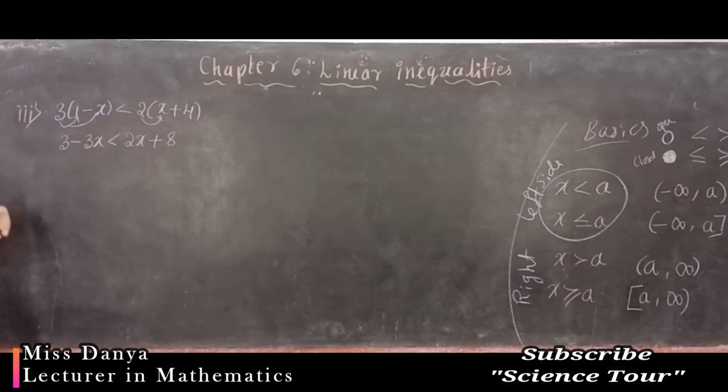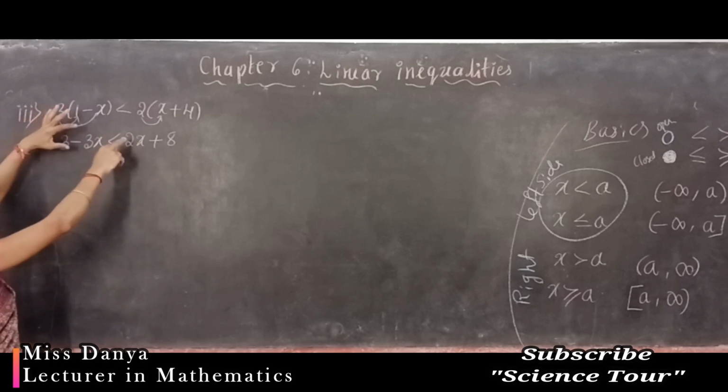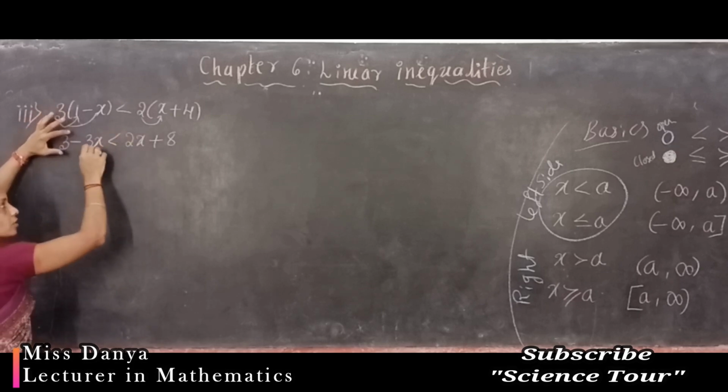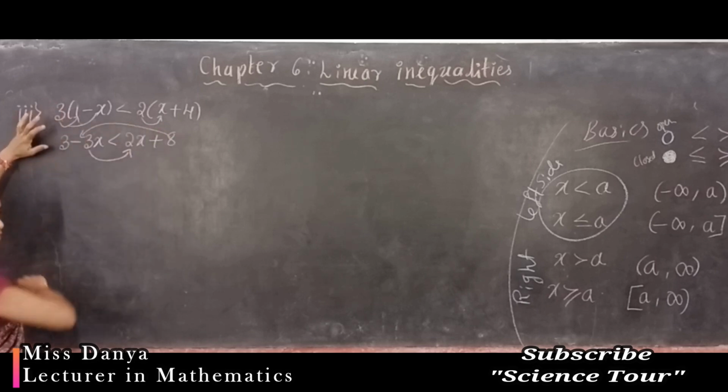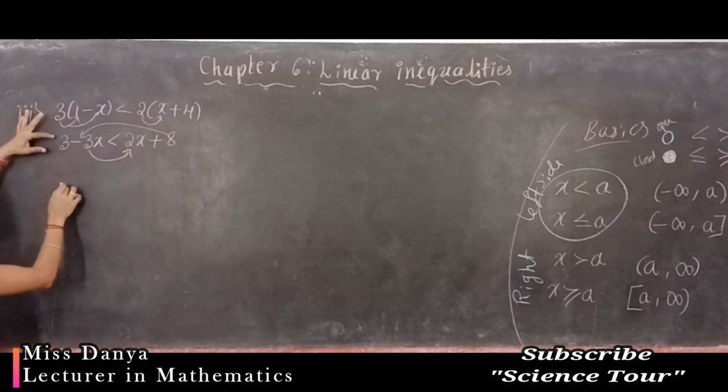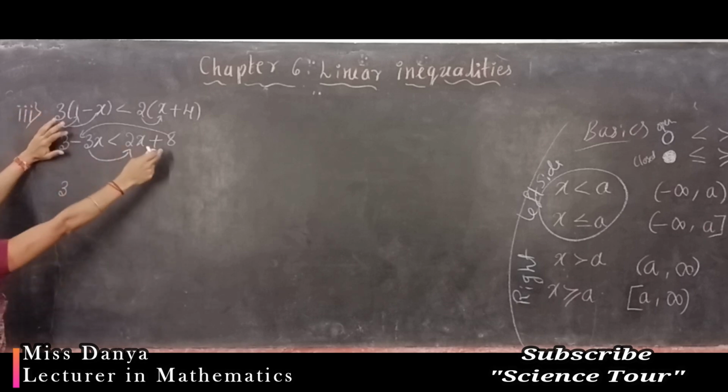Now on which side is the x term larger? Minus 3x and 2x are there, 2x is larger, so to that side you have to shift the x terms, and the numbers you have to shift to the left side. Okay, 3 is already there, so without change.